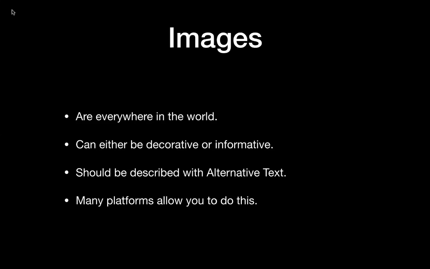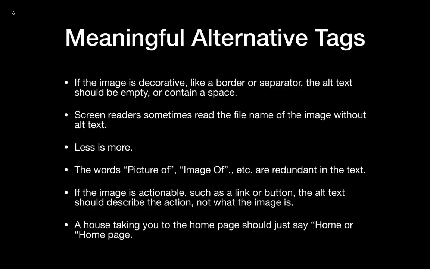So what is a meaningful alternative text tag? If an image is decorative, like maybe it's a border around something or a ribbon or some sort of separating divider, you might not want an alternative tag. So what you might do is put a space in the alternative text box or leave it blank. Sometimes if an image doesn't have alternative text, the screen reader can read the file name of the image, and it sounds really weird. It sounds like images/ribbon_separator.png.